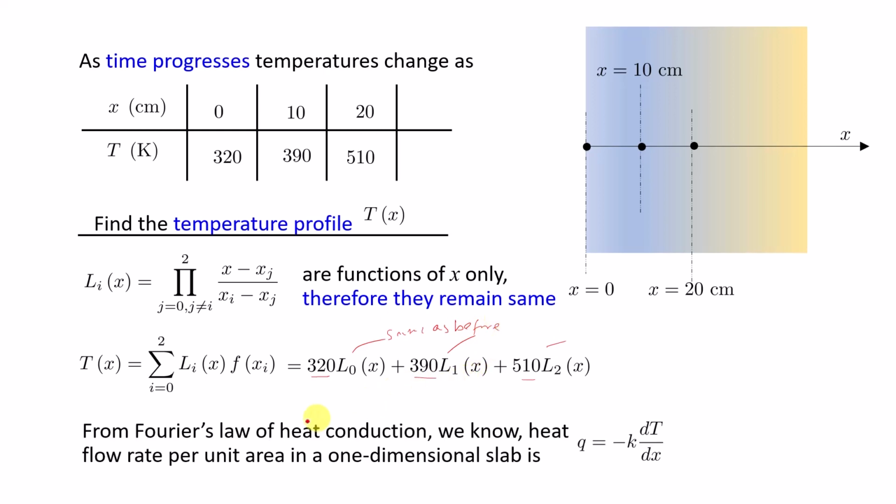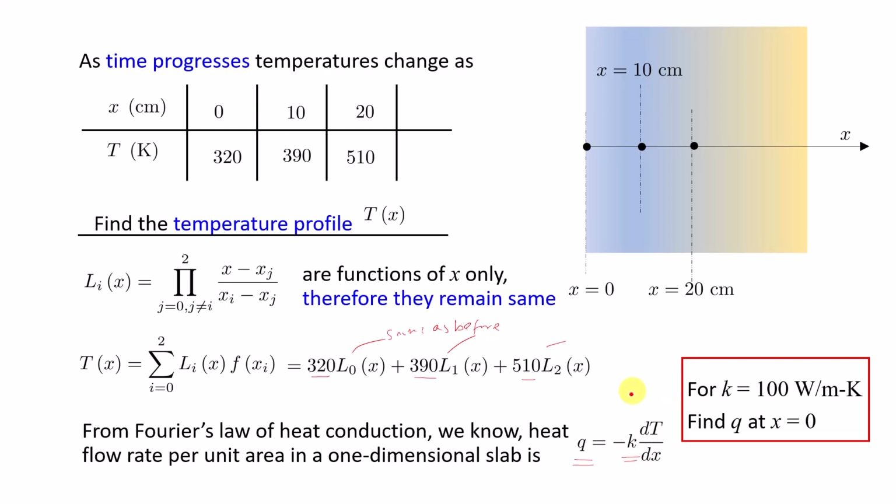Now we move ahead. We know that in Fourier's law of heat conduction, the heat flow per unit area in this one-dimensional slab will be given by q = -k dT/dx. Here k is the thermal conductivity. If the thermal conductivity is 100 watt per meter Kelvin, find the value of q at x equals 0, meaning at the end.